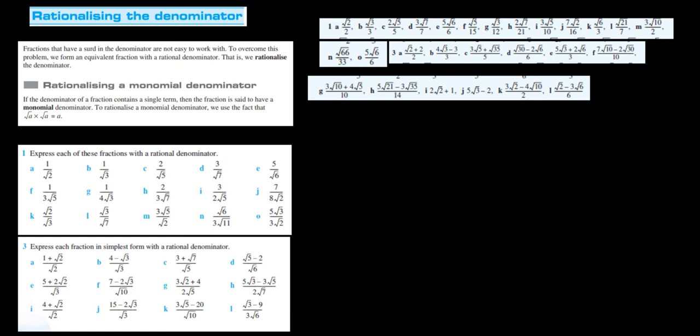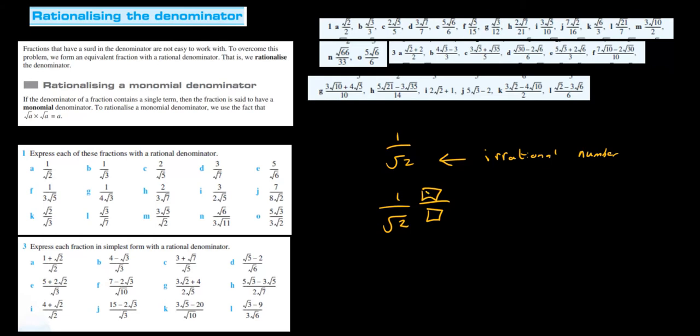Okay, so this is a short video about rationalizing the denominator in surds. If we have something like 1 over root 2, I think you can all agree that the root 2 is an irrational number. Now we need to multiply the numerator and the denominator by a number to leave it unchanged, but to get rid of the radical in the denominator.